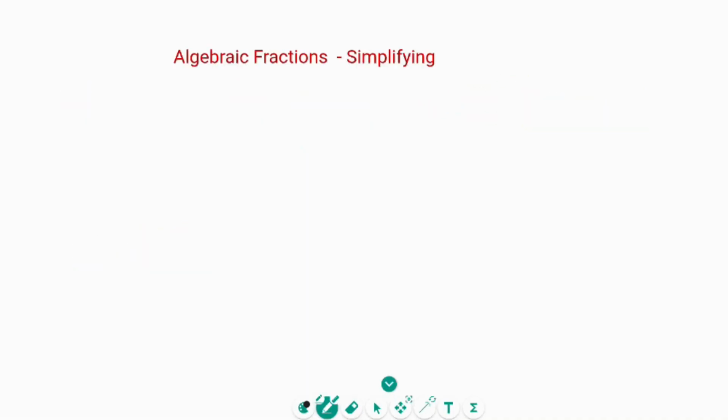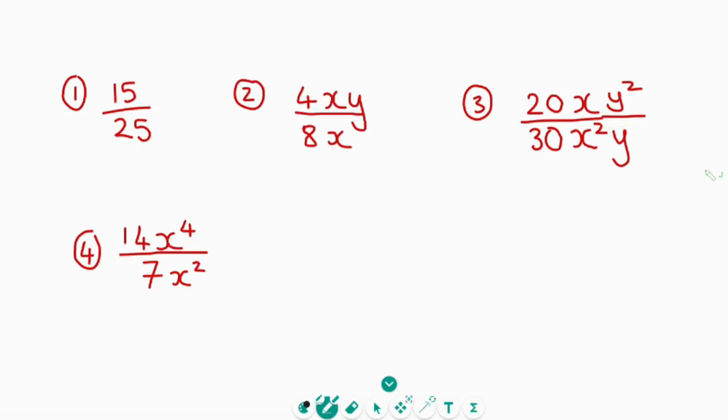Okay, so to simplify an algebraic fraction, let's start with just simplifying basic fractions. How would I simplify 15 over 25? Well, I'd be thinking it's got a common factor of 5. I'm going to divide the top by 5 and the bottom by 5, which gives us 3 over 5. Similar with an algebraic fraction.